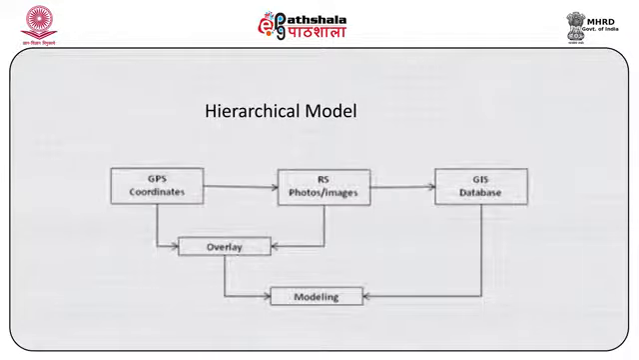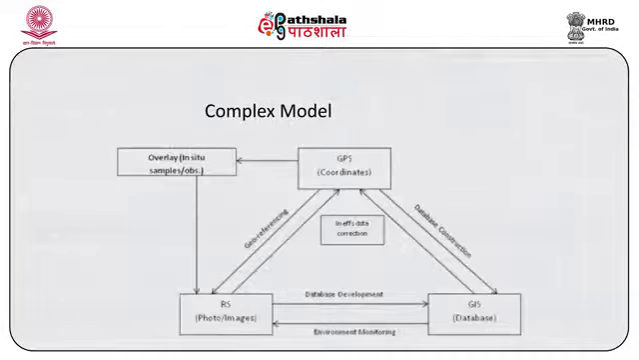There are two tiers of integration in the hierarchical model. The first tier of integration occurs between GPS data and remote sensing. The second tier involves remotely sensed data, GIS data and mathematical models. The task of spatial modeling can be done in remote sensing or a GIS depending on the data format. Figure 8 shows the hierarchical model of integration. The fourth is the complex model of integration. Containing all possible associations between any two components, the complex model represents the ultimate or total integration of remote sensing, GPS and GIS, as shown in figure 9.